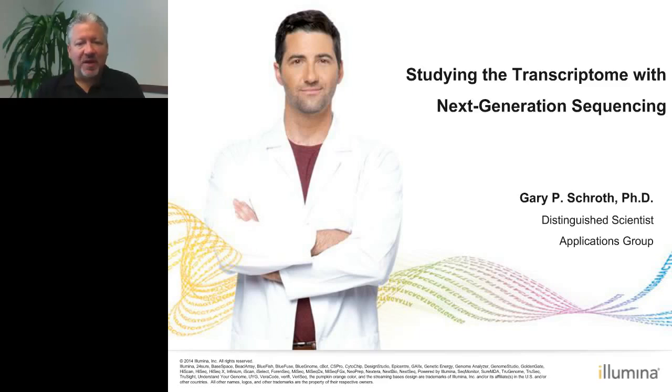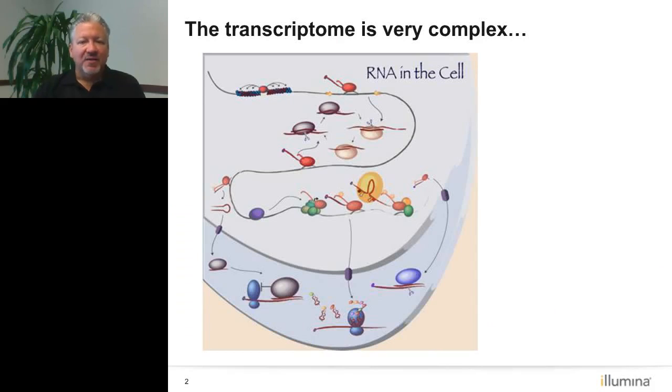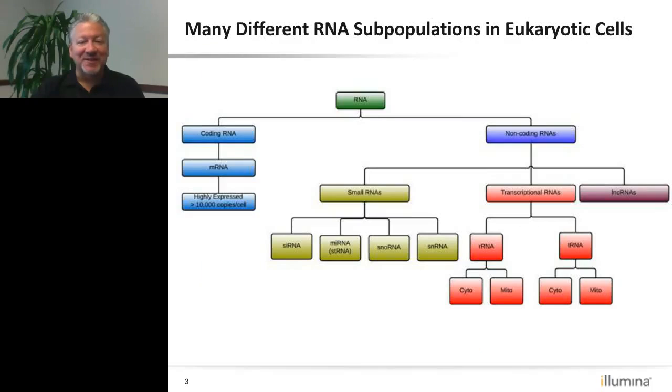Today I'm going to be talking about the transcriptome and how you can use next-generation sequencing to study the transcriptome. The transcriptome, as we know, is very complex. RNA has many, many functions and functionalities inside the cell. It's not only complex, it's also very dynamic. RNA levels go up and down depending upon what type of cell it is and what the environment of the cell is in. And so this makes it quite challenging to study the transcriptome, but also quite interesting.